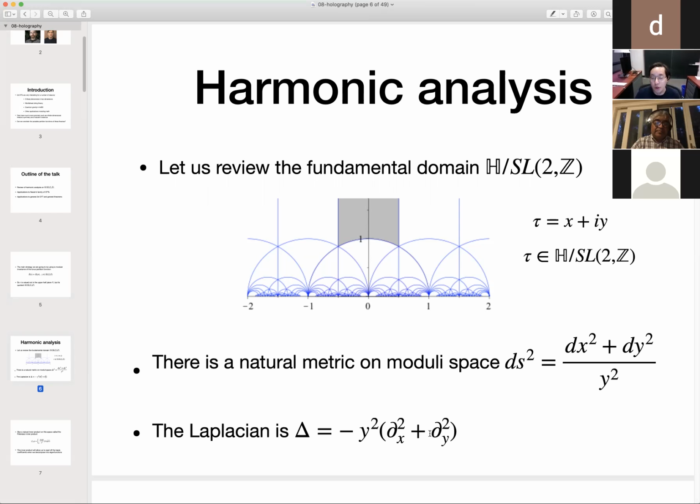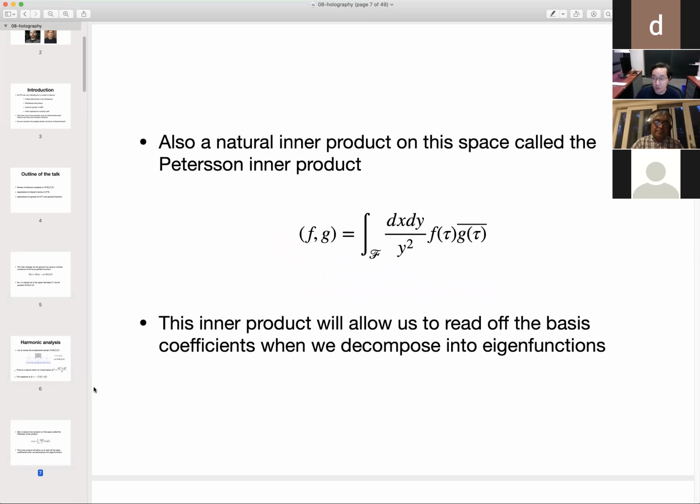Where we're going is we're going to be expanding all modular invariant functions into eigenfunctions of this Laplacian. So it's just like doing quantum mechanics, where this is the energy operator, and we're expanding in energy eigenfunctions. Once we have this basis, there's also a very natural inner product you can define, which is defined via this basis of eigenfunctions. And the inner product can be defined just as we learned in quantum mechanics, using some inner product where we integrate.